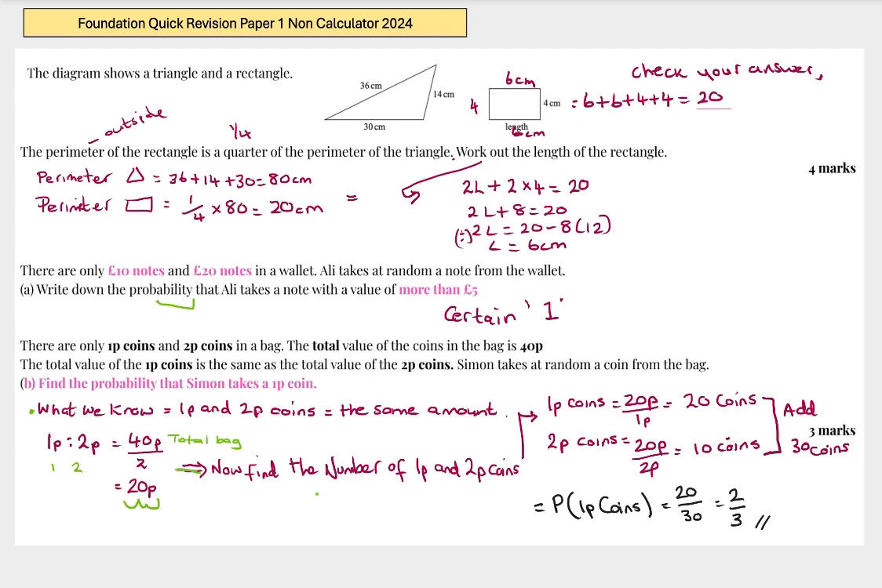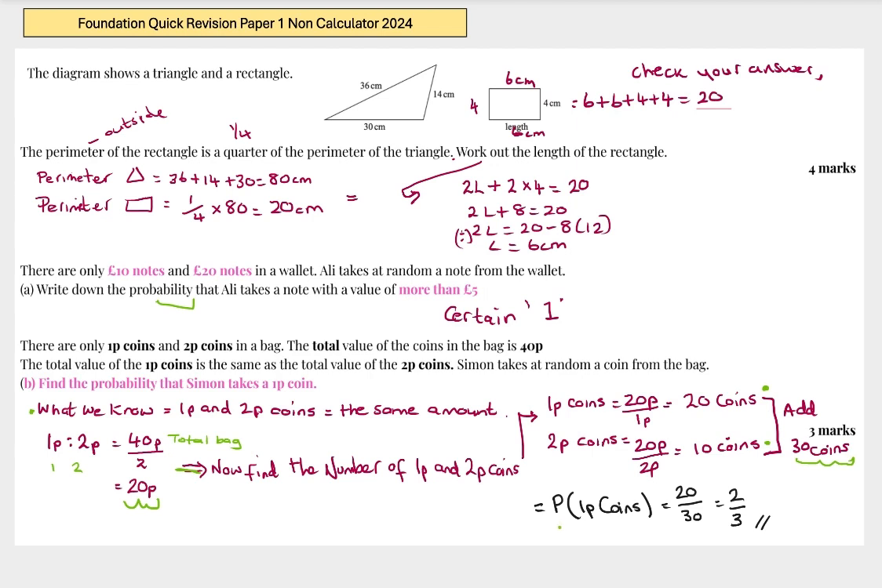Now we find the number of 1p and 2p coins. We need to know how many of each are in this bag. So we've got 1p coins equal 20p that we just found out. It's the same amount divided by 1p. That will give us 20 coins. Same again, 2p coins, because it's the same amount. That's 20 divided by 2 this time, which gives us 10 coins. So in total, we have 30 coins. So now we can solve it. We can answer this question.